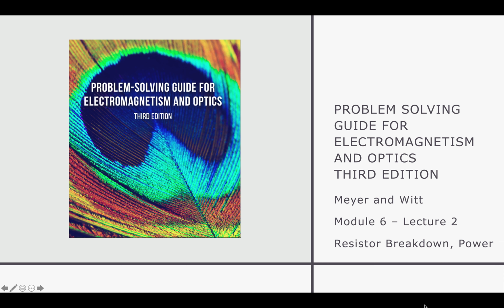This is lecture 2 for module 6 in the book Problem-Solving Guide for Electromagnetism and Optics. Here we cover a couple of short topics: resistor breakdown and the power generated in a resistor. Breakdown current is where we'll start.